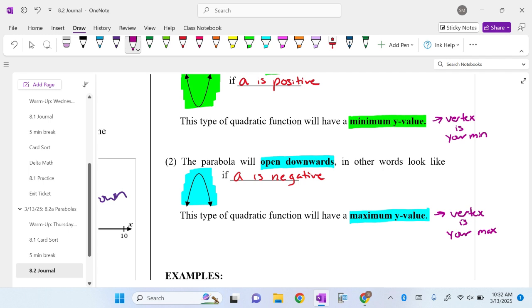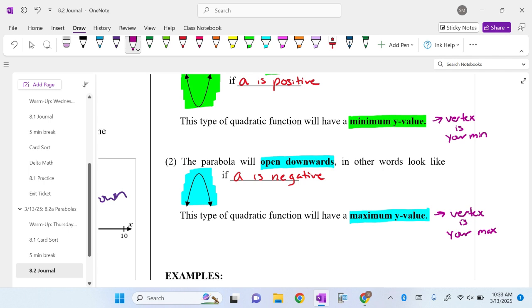So that's really all this lesson is getting at. It's telling us why our parabola looks like the shape it does, why it either looks like a U or why it looks like an upside down U. And the answer is that the A value is either positive or negative, depending on the shape.